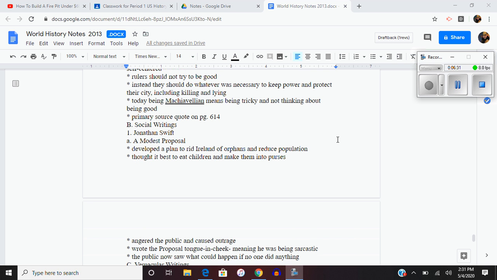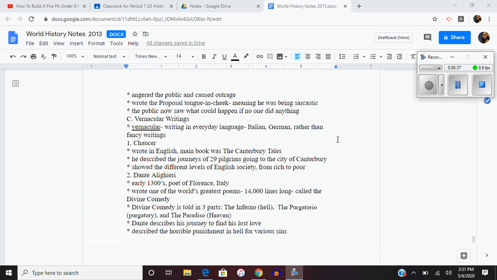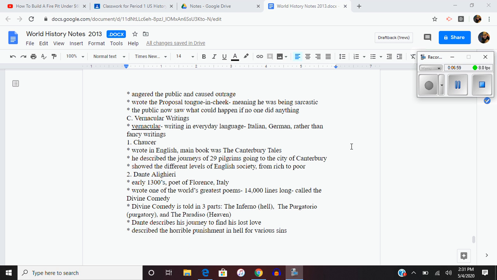And then Jonathan Swift wrote A Modest Proposal. This is a social book. This is to get people to focus on a problem so it doesn't get any worse than it could possibly be. And his was A Modest Proposal where he said that they should eat the orphans. That way it got rid of the orphans on the street, but also it fed the people who were hungry. Now remember, he was being tongue-in-cheek, or sarcastic. So he wasn't really serious about this. But what it did is it shed a light on social issues at the time period.